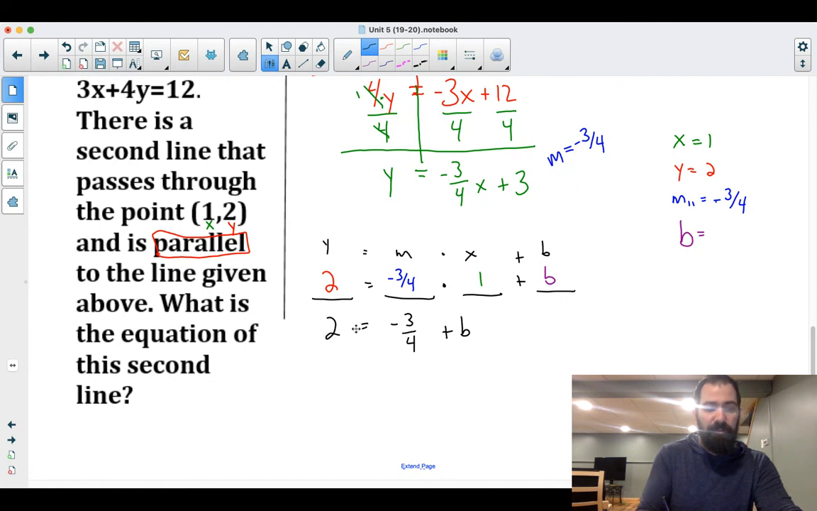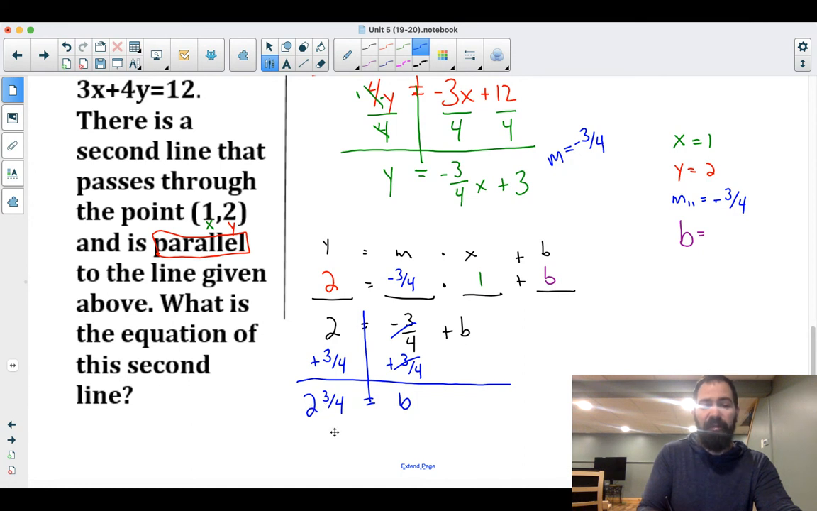So what do we want to do? We want to solve. I want to get the b by itself. So I'm going to add 3/4 over here and add 3/4 over here. Well, before, let's just do 2 and 3/4 first. And that equals, those cancel, b. And I'm going to actually convert this into an improper fraction. 4 times 2 is 8. 8 plus 3 is 11. So we're going to have 11/4, which equals b.